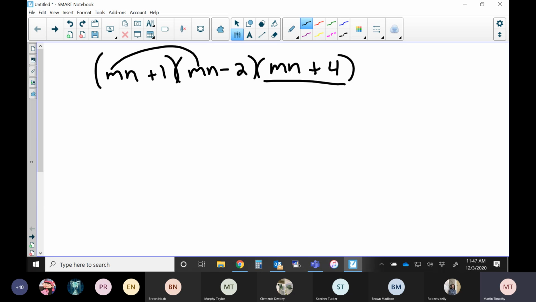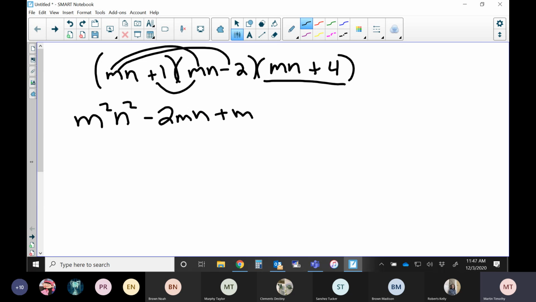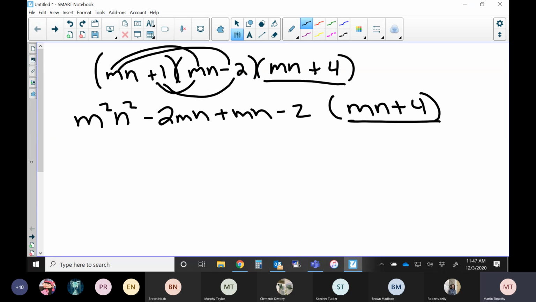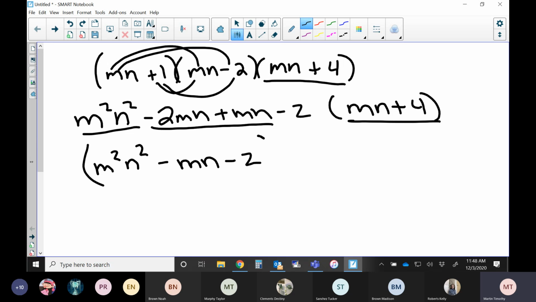So I'm going to multiply this times this, which gets me to m squared n squared. This times this, which gets me to a negative 2mn. Positive 1mn. And then this times this, which is a 2. At the end, I'm going to put the mn plus 4 back here, but I'm not doing anything with it yet. This does not have a like term, so I'm going to go m squared n squared. This right here combined gives me a negative mn and then minus 2.